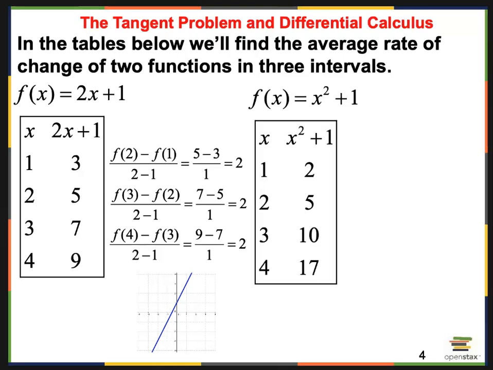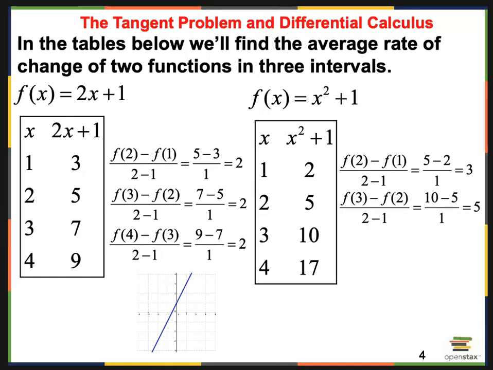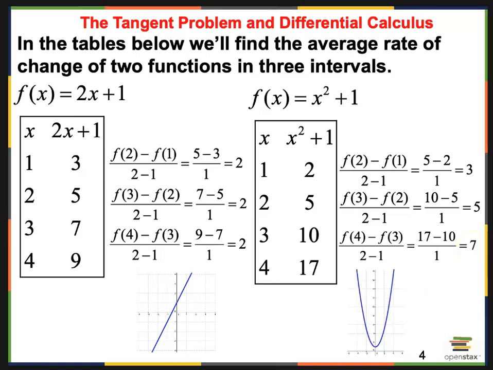Let's look at this other function that we have, and let's look at the intervals 1 to 2. We get an average rate of change of 3. We look from 2 to 3, we get an average rate of change of 5, and then we look from 3 to 4, and you can see we have an average rate of change of 7. And if we graph this function, you see we have a parabola here.